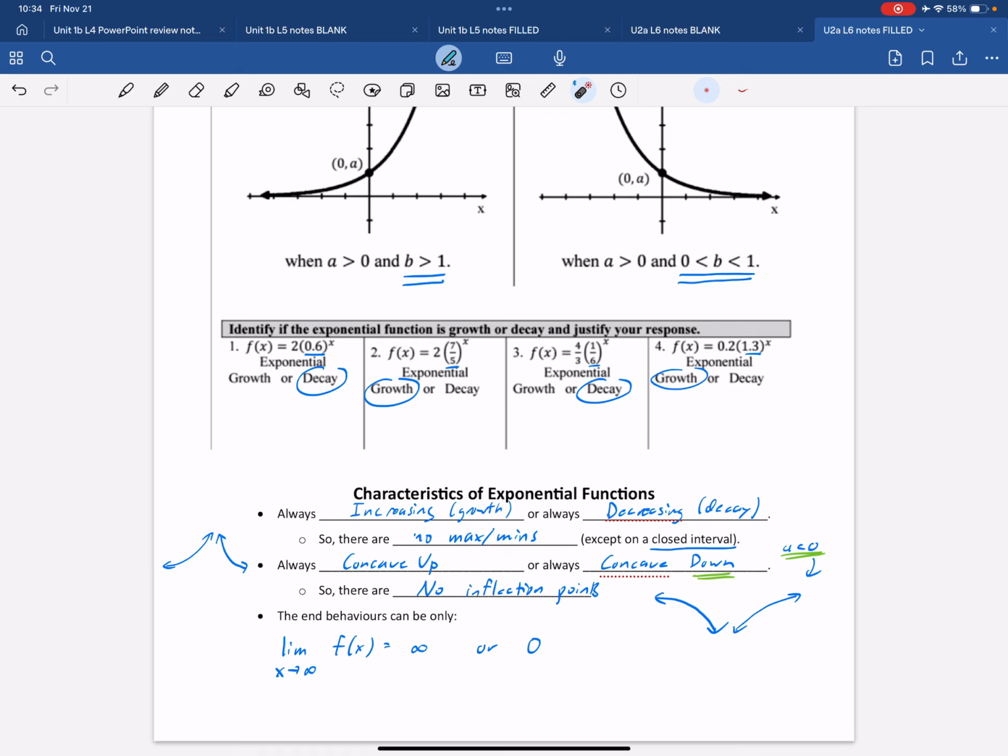And then the same thing could be said for going to negative infinity. The limit as x goes to negative infinity of f of x. So I'm going to do this in reverse.